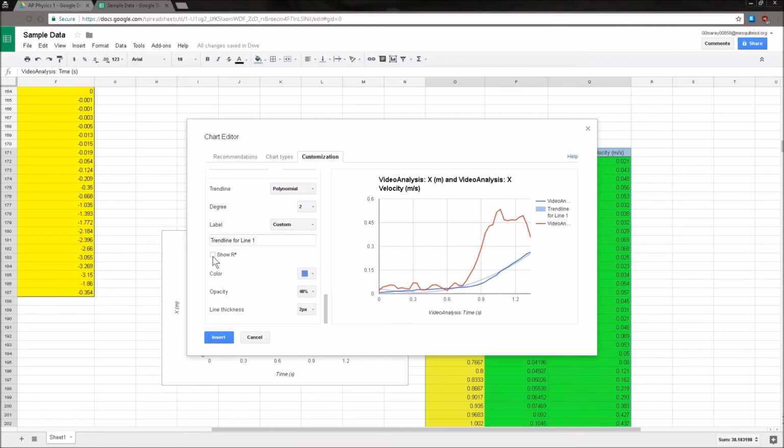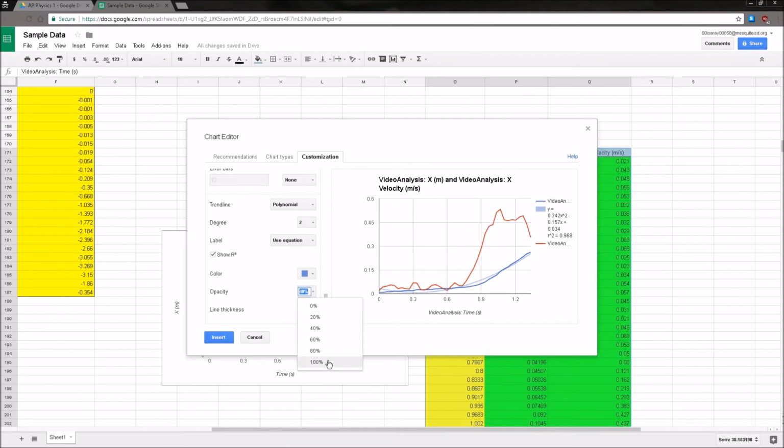Now, another thing you're going to want to do is check show r squared, and that's going to show you your r squared value. Remember, a higher r squared value is better, a lower r squared value is worse in terms of how well your line of best fit matches your actual data. And you're also probably going to want to show the equation so that you can tell things like, in this case, it is a position over time graph, so this is going to be acceleration because it's the second derivative of x. This is the derivative of x, and this is the position, which is your velocity and your acceleration correspondingly.